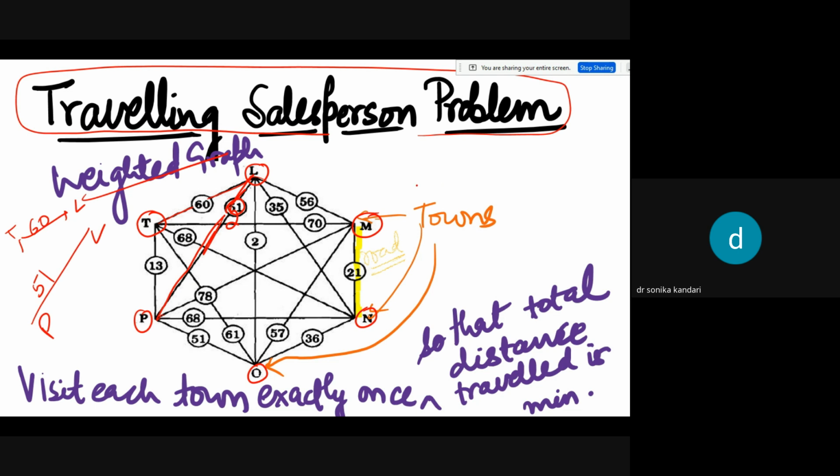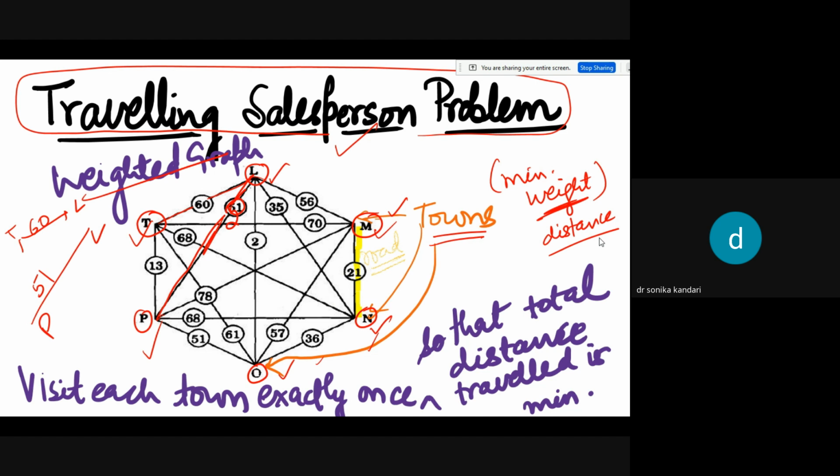Is it clear? What are towns? L, M, N, O, P, T. These are different towns. And a traveling salesperson has to visit every town exactly once with minimum weight. Minimum weight means minimum distance, because while minimizing distance your cost will reduce. Is it clear? Now you know the question, you know the problem.